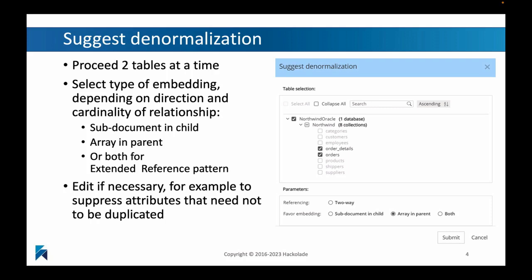So therefore, in the Hackolade Studio, we can help you do that denormalization, but you should really take care while doing so, right? So you do this 2 tables at a time, you don't try to do more at a time, right? And then you have to specifically select what type of embedding you want to be using in your denormalization, right? So there are different ways that you can do this, depending on the direction and the cardinality of your relationship. Right? So in one direction, you might be able to say subdocument in child. In the other direction, that would most likely then become array in parent, right? And you could also consider implementing both, if you are implementing the extended reference pattern, for example. And you can obviously also edit this when necessary, right? And take it for a spin and see how that plays out.